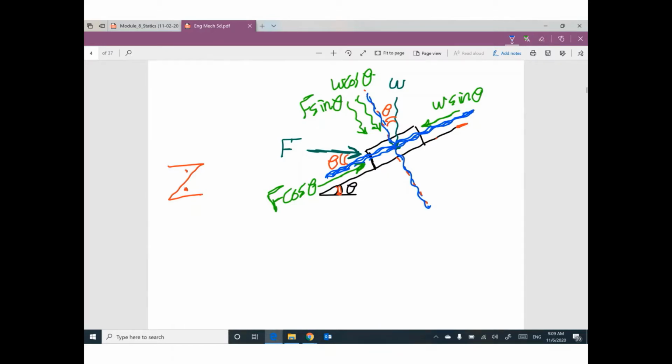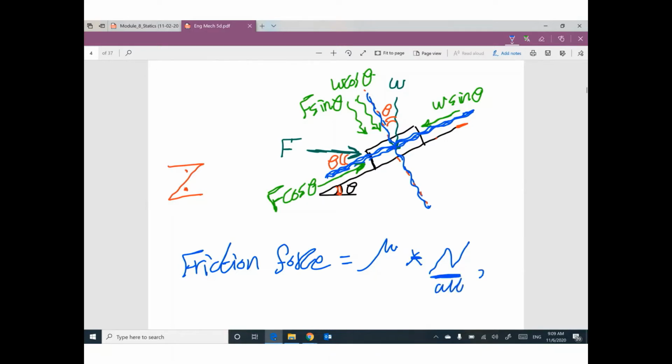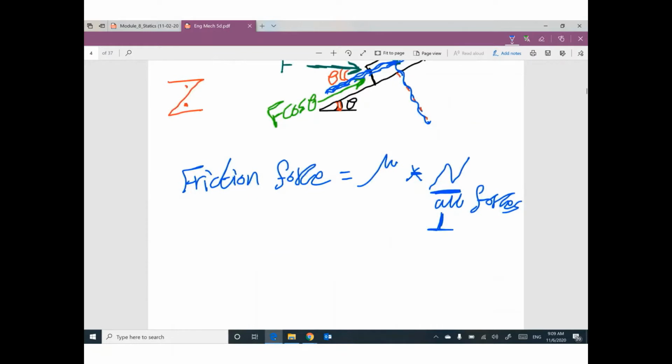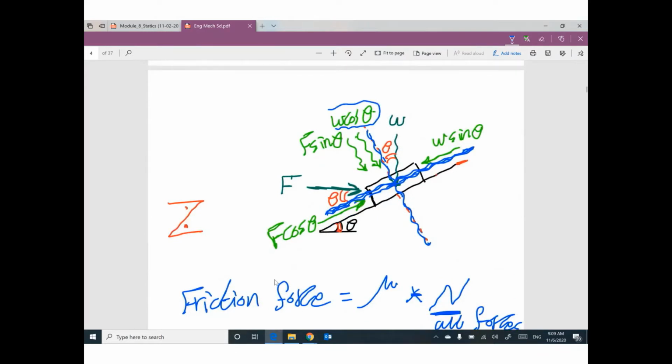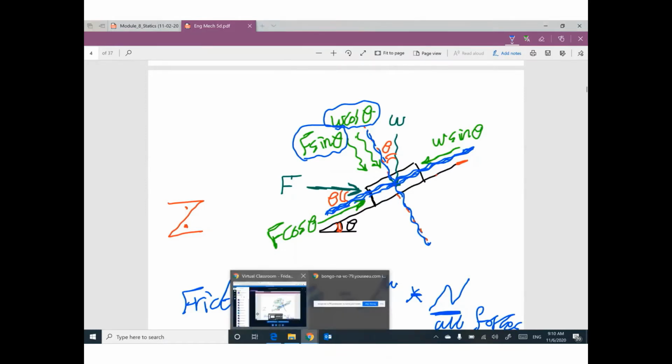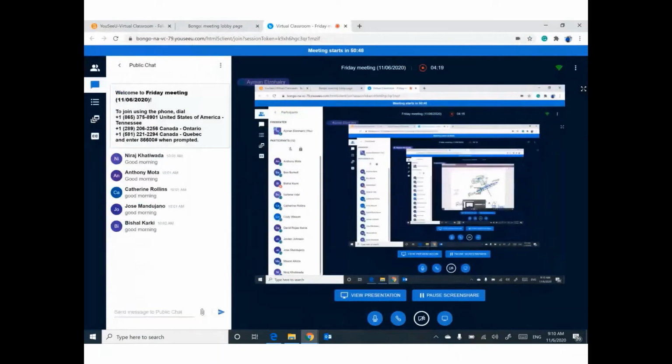Just a reminder also, the friction force equals mu times N. What is the meaning of N? All forces perpendicular to the contact surface. I think in this case, they will be W cosine theta and F sine theta. Any questions so far for this point? If you have any question, let me know.